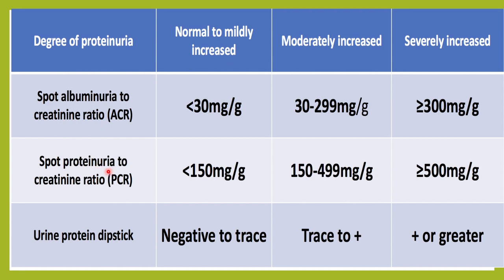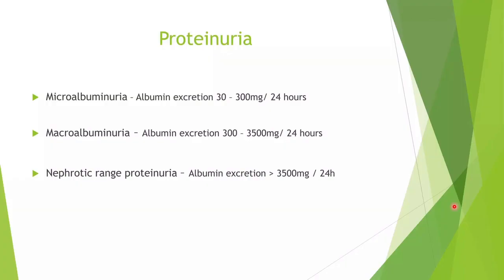Like I've already told you, 24-hour protein excretion should be less than 150 milligram. अगर ये 150 to 499 milligrams हो जाता है, that means the proteinuria is moderately increased. And अगर it is more than 500 milligram per 24 hours वो पास होता है, that means there is severe proteinuria. So sometimes we call it as microalbuminuria.